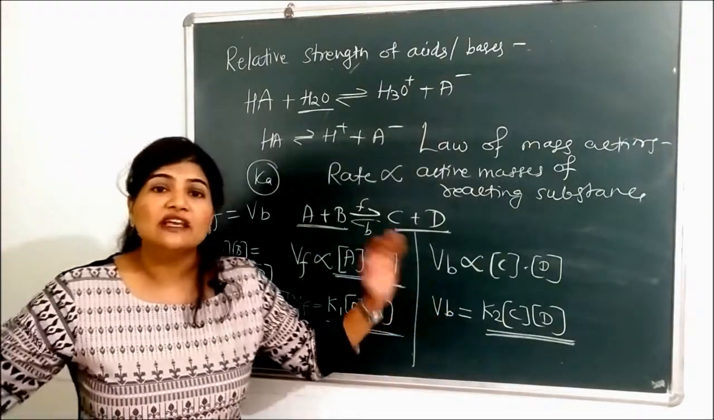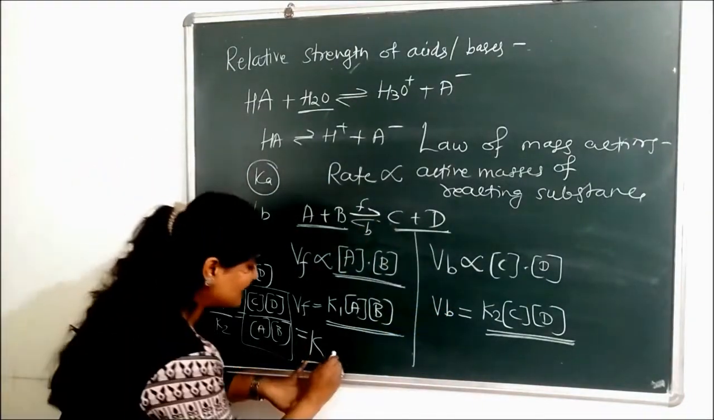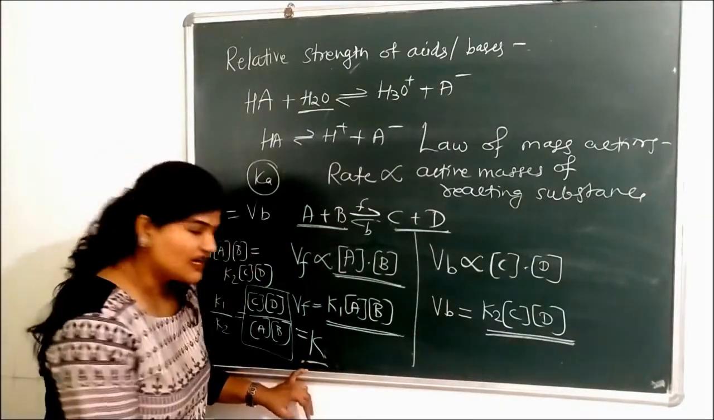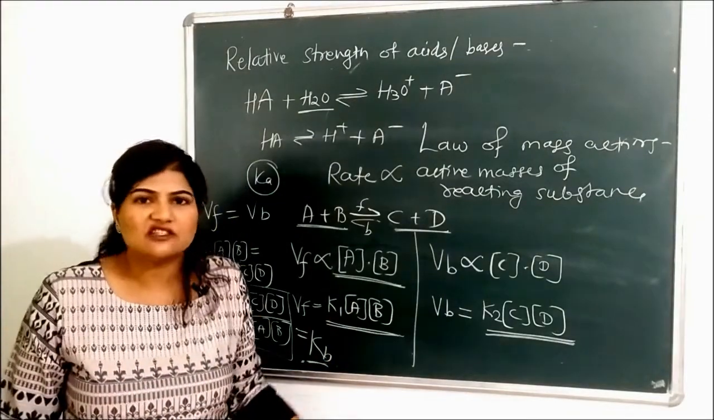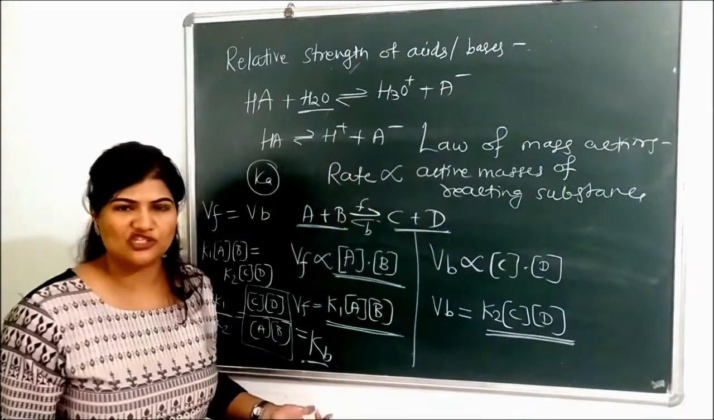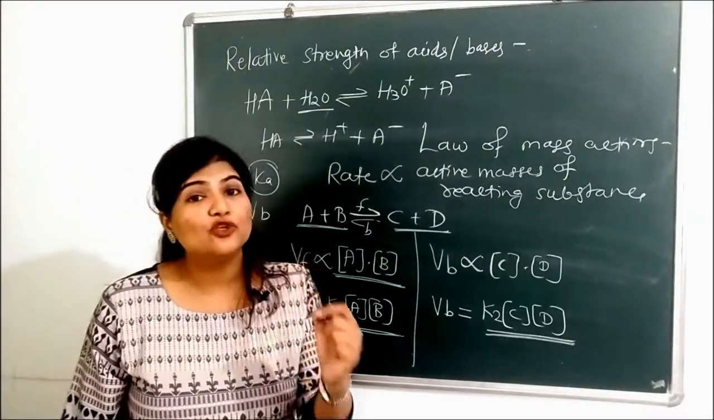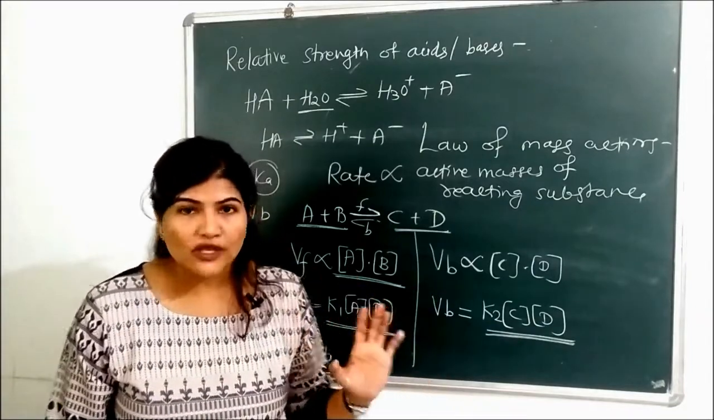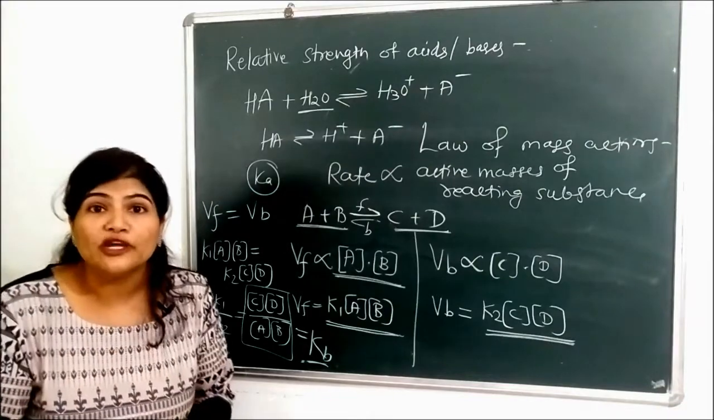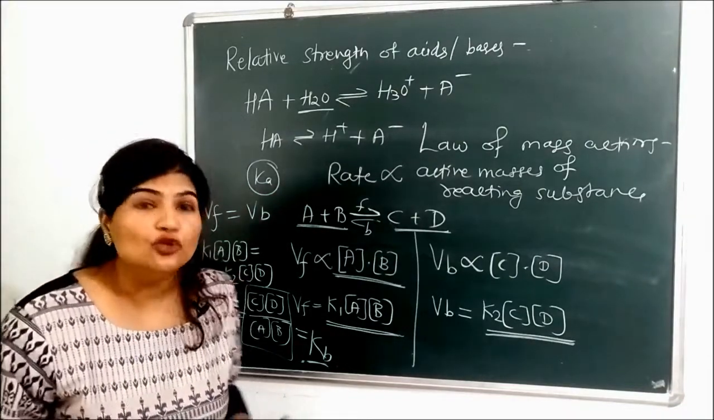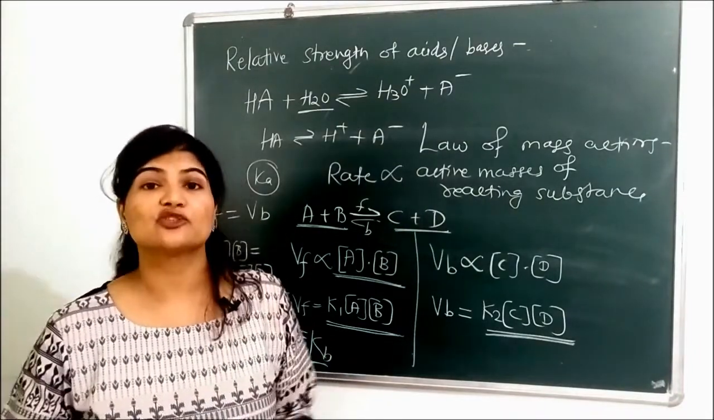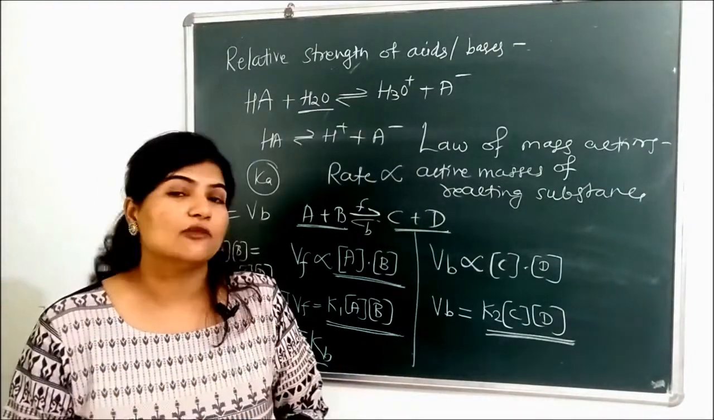Now if you are using an acid for this reaction, you will write Ka here, the acid dissociation constant. If you are taking a base here, you will write Kb, the base dissociation constant. So depending on which reaction you are referring to, this equilibrium constant or dissociation constant can help you out tremendously. I hope you understood the law of mass action, and now the key point of this video: how you are going to use the values of Ka and Kb to determine the relative strengths of acids and bases. Let's discuss in a moment.